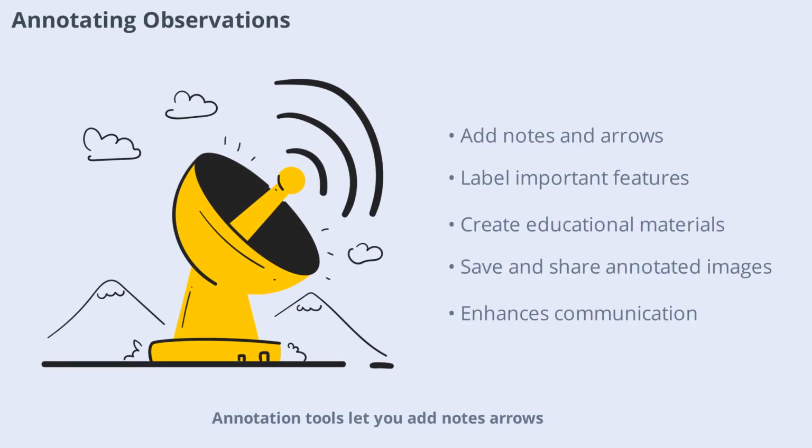Annotation tools let you add notes, arrows, and highlights directly to your microscope images. This is incredibly helpful for marking important features, labeling structures, or creating educational materials. Most digital microscope software includes a variety of annotation options, from simple text labels to colorful shapes. Annotated images can be saved and shared, making it easier to communicate your findings with colleagues, students, or friends. Clear annotations enhance the value of your observations and support effective learning.